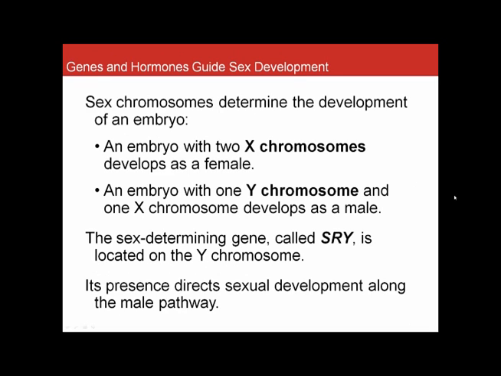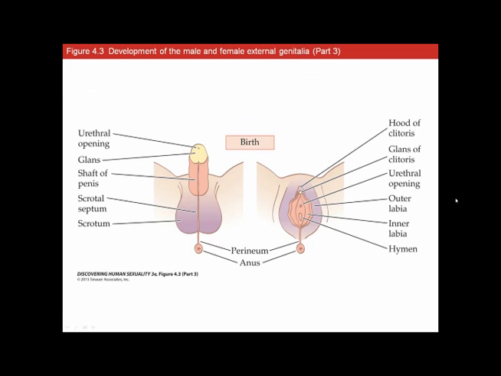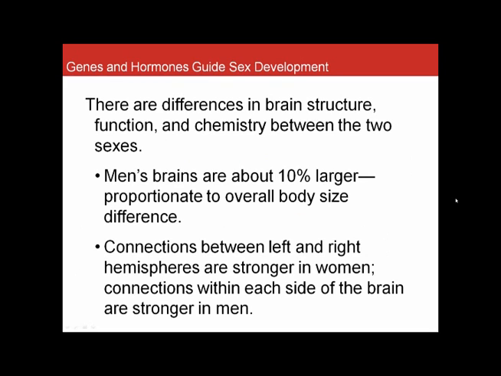Early on, when we look at sex chromosomes determining development in the embryo, 2X determine female, and if the embryo has 1Y and 1X, it develops as a male, so it is the Y chromosome in essence that determines whether you're male or female. The book goes through several slides illustrating the fact that, in essence, when the embryo is in its beginning stages, they basically develop out of the same material. There are definitely differences in the brain structure and the chemistry between the two. Men's brains tend to be about 10% larger.